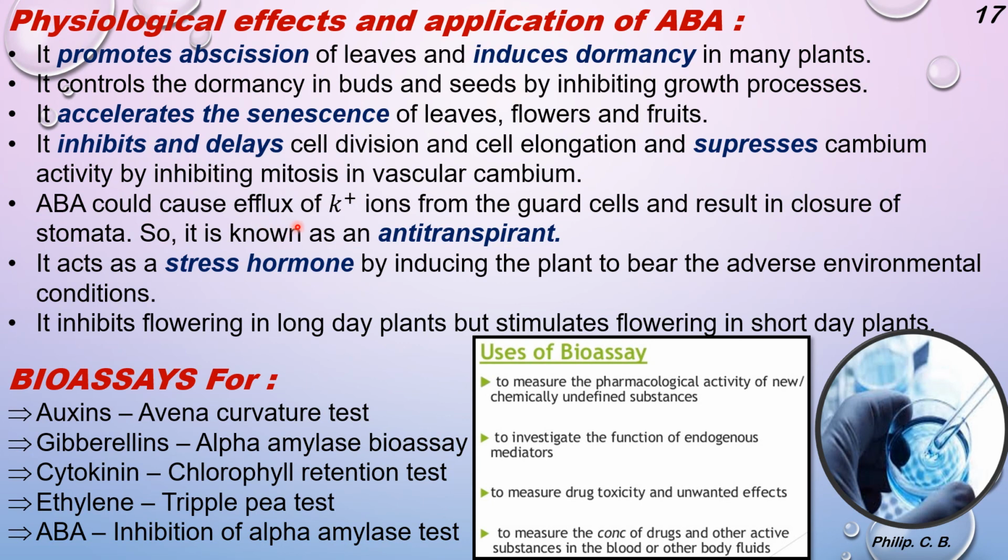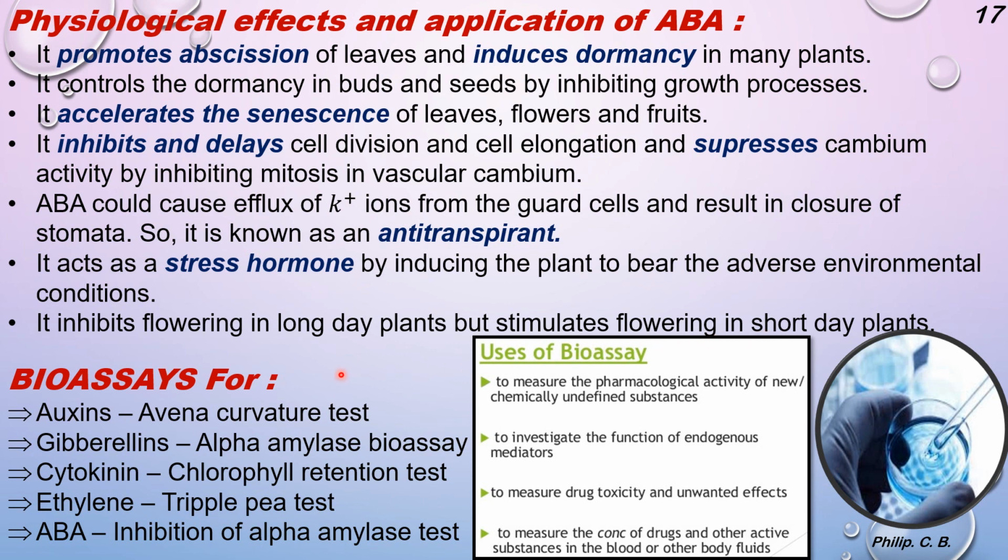ABA could cause efflux of potassium ions from the guard cells and result in closure of stomata. So it is known as anti-transpirant. That is, ABA is also known as anti-transpirant because it prevents the transpiration process from taking place. It acts as stress hormone by inducing the plant to bear adverse environmental condition. So hence it is also called as stress hormone. It inhibits flowering in long day plants but stimulates flowering in short day plants.